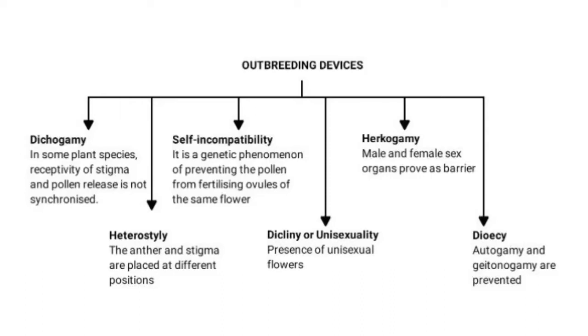Inbreeding depression. So the flowering plants themselves have some devices to prevent self-pollination and encourage what? Cross-pollination. Now what are these devices? There are a total of 6 devices. The first one is dichogamy, the second is heterostyly, the third is self-incompatibility, the fourth is unisexuality, or diclany, the fifth is hercogamy, and the sixth and last one is diecy. All these are the 6 different devices which discourage self-pollination and encourage what? Cross-pollination.